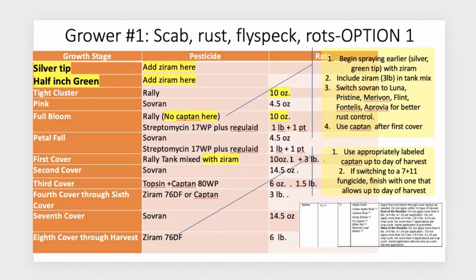If you can't store them quickly, we'll probably do that experiment again. And I suspect using Captan, Pageant, or Maravon, you could do those up to the day of harvest, and that would actually give you some better quality apples when they are in storage.